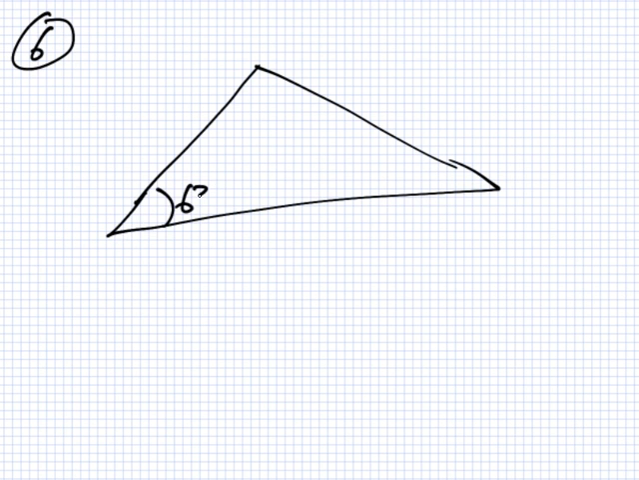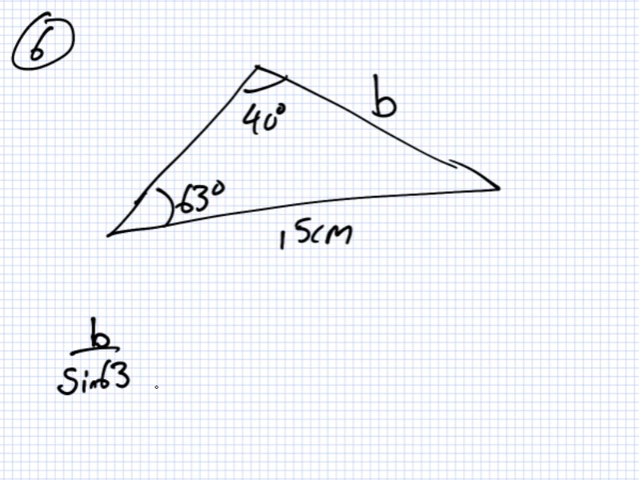This is 63. This is 40. This is 15. And I want this side. Okay? So, we can say B over sine 63, or sine 63 over B, you can do either, is equal to 15 over sine 40. What's the name of this rule? Sine rule. So, take that guy up here and you have your answer already.